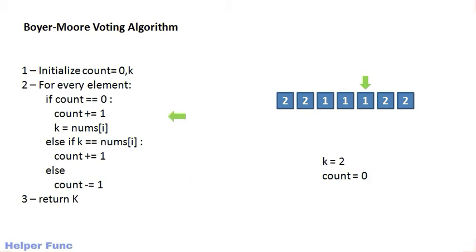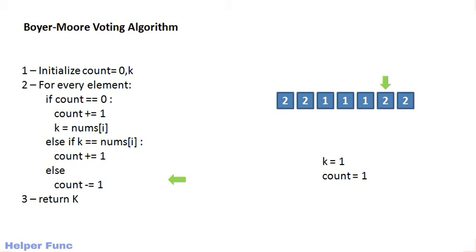Now here my count is 0, which means that the number of times 2 has appeared is the same as the number of times elements other than 2 have appeared. Thus 2 cannot be the majority element at this point of time. So now our new candidate for majority element is 1 and count also becomes 1.